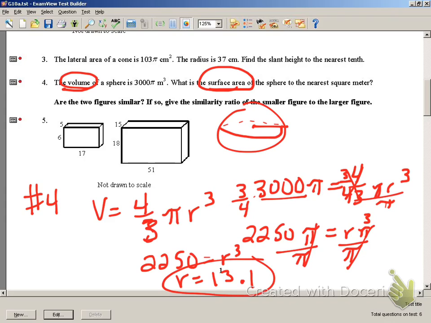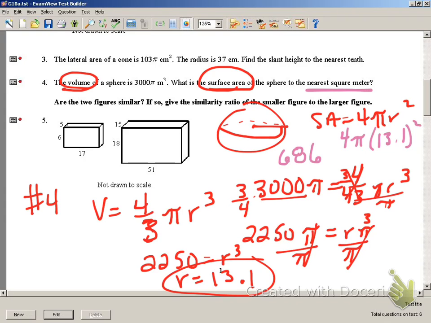That's just the radius. It wants to know the surface area. Surface area is 4 pi r squared. So we're going to say 4 times pi, and our radius 13.1 squared. 13.1 squared times 4 gives us 686, because it says round to the nearest square meter.